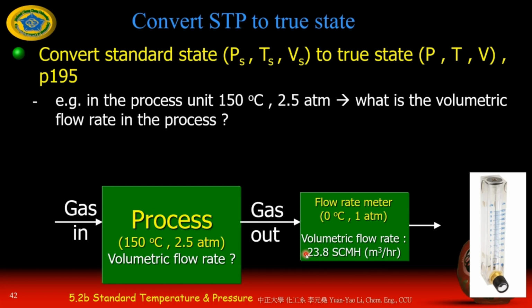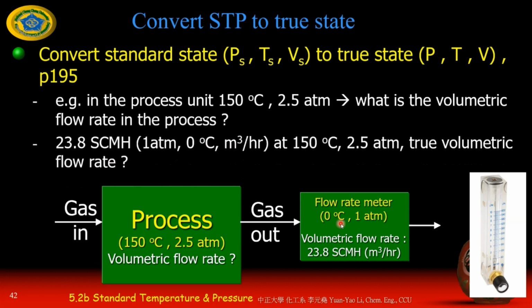Standard one is 23.8 standard cubic meter per hour. That's what we know. And if we can measure the flow rate in this place, that means we know the moles, because input equals output. So the mass that goes through this will be equal to the mass that goes through this. And again, we know that in this process, mass A will equal mass B.